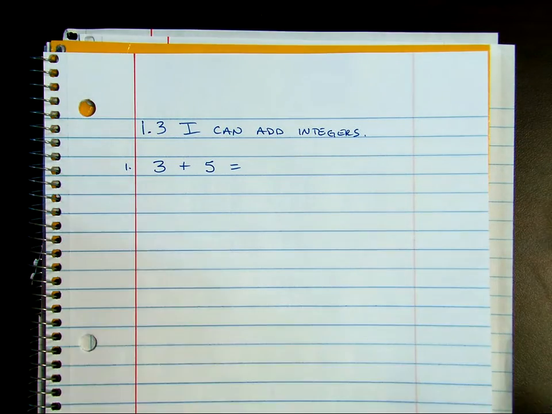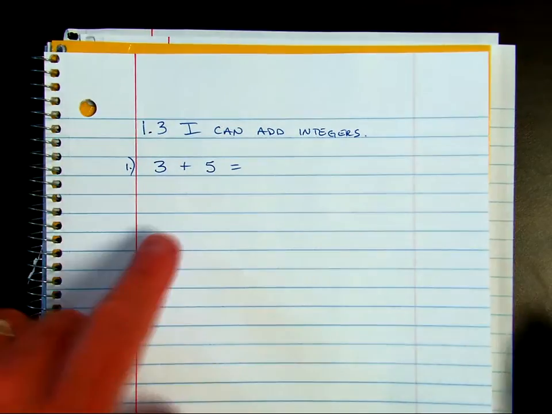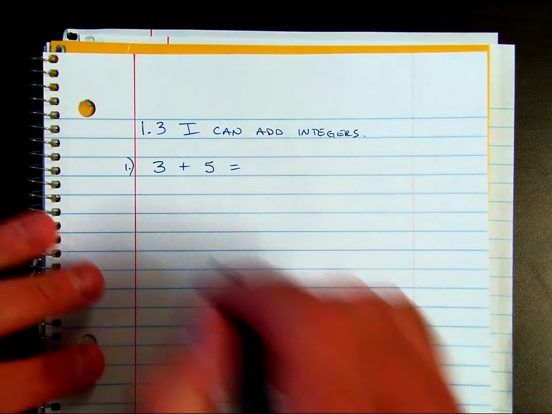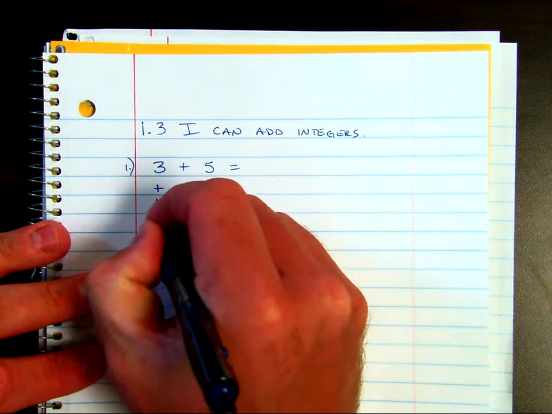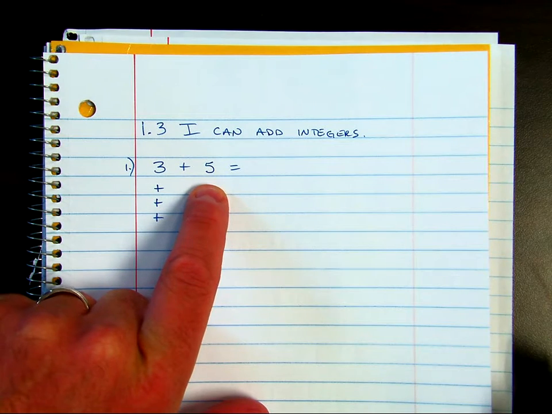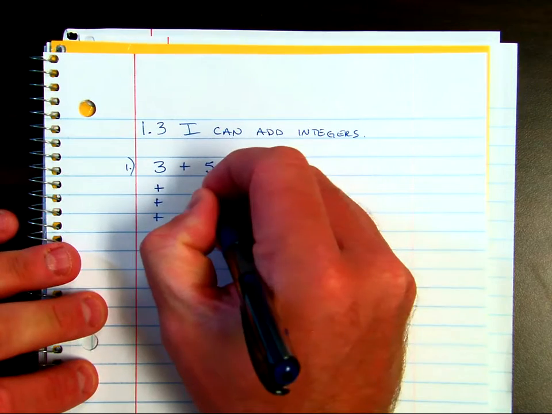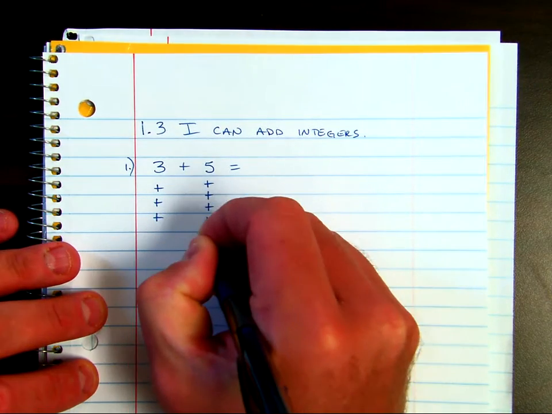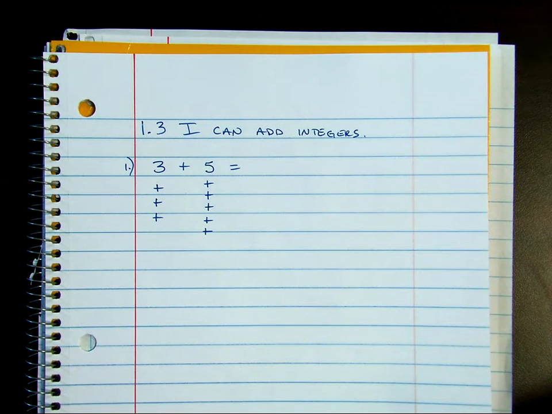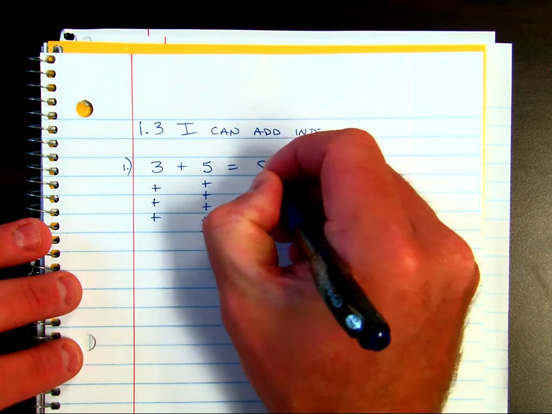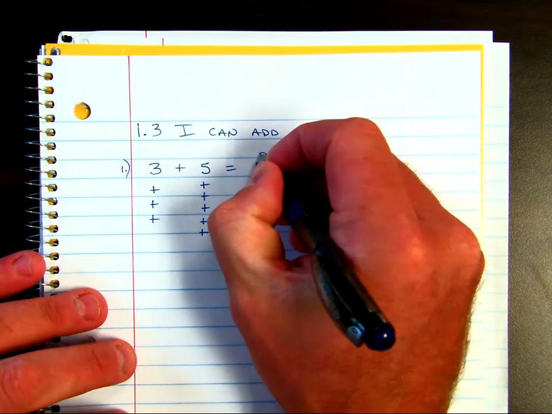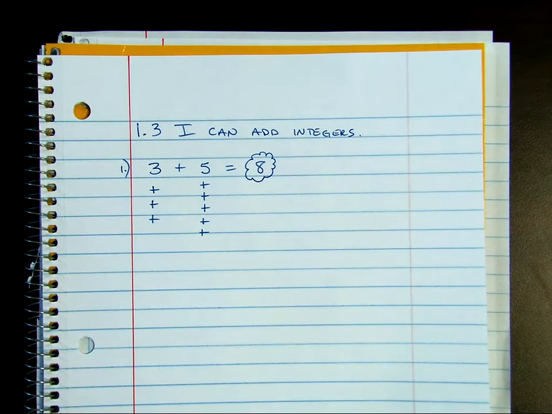So here, this first problem, we have 3 plus 5. Now this 3 represents 3 positives. This 5 represents 5 positives. Now if you notice, all together, we have 8 positives. In this first example, we don't have any negative signs. It's just 3 positives plus 5 positives is 8 positives.